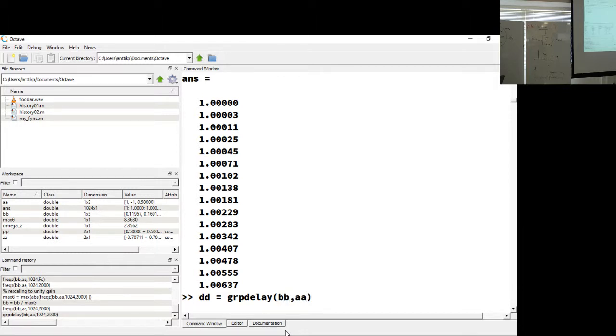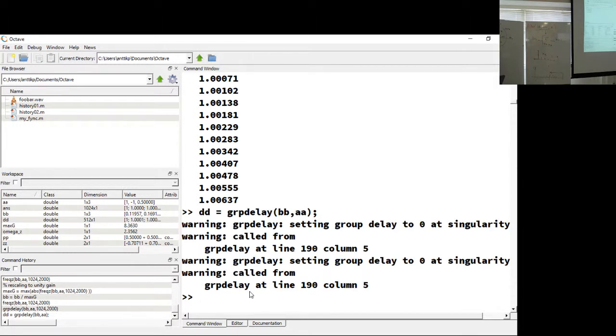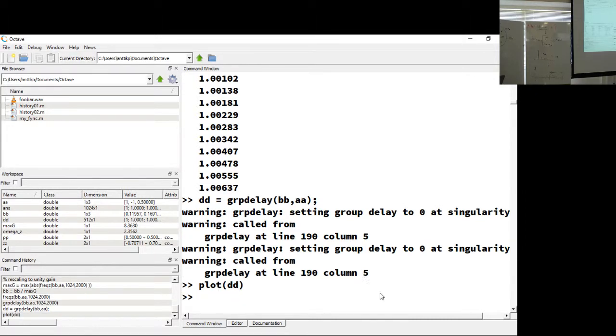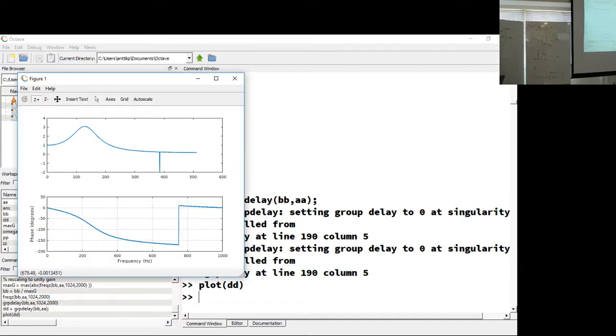Setting group delay to a singularity. Oh, wait a minute. Okay, let's see what it gave me. Plot DD. What does it look like? Okay. So it's just the upper graph. Lower graph is still the phase shift.